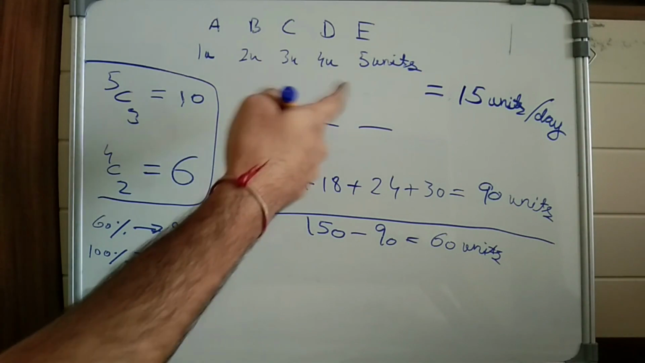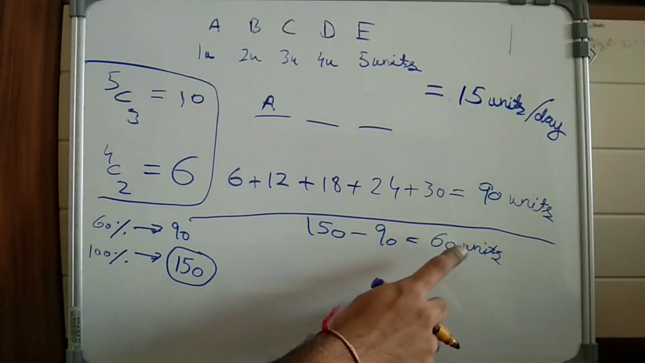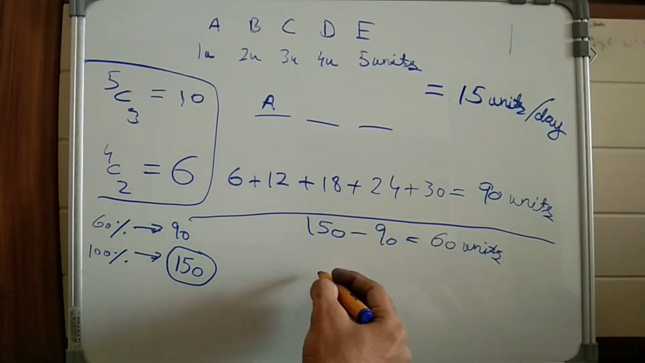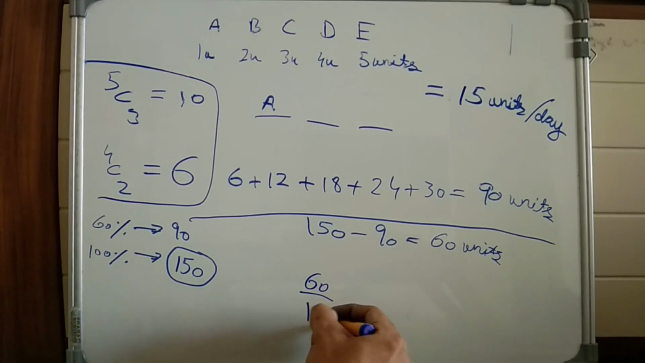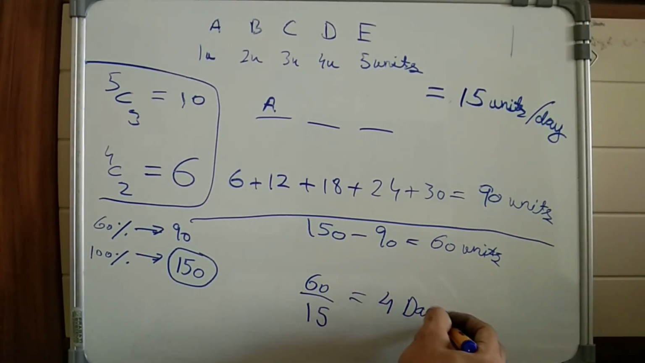If all of them are working together, in one day they are doing 15 units of work. A total of 60 units is remaining. So 60 by 15 is equal to 4 days. 4 days is the answer to this question.